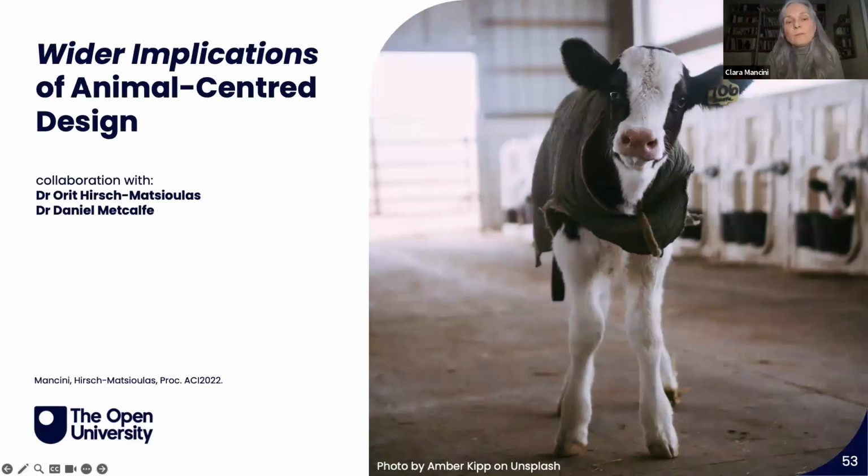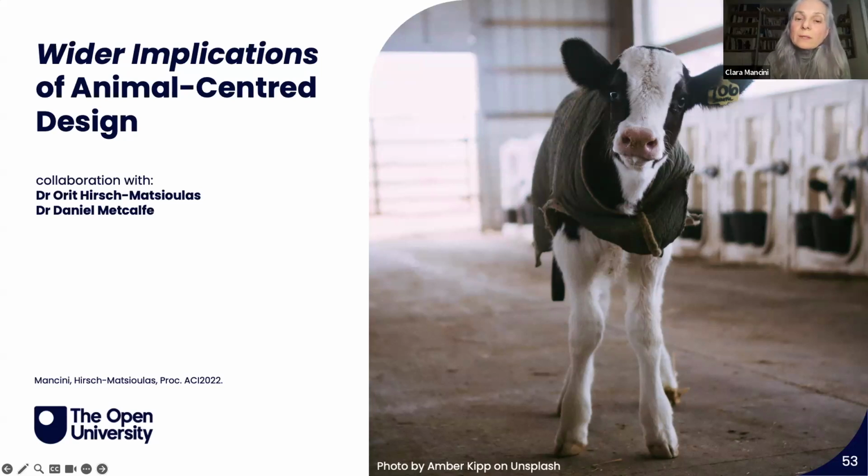Now, so far we have looked at technologies broadly designed to support animals with a focus on their needs. But what about situations in which the stakes for animals are higher? Is it possible to design animal-centered technology when designers operate within socioeconomic systems that are not necessarily animal-centered? Addressing this question requires dealing with the wider political implications of animal-centered design.